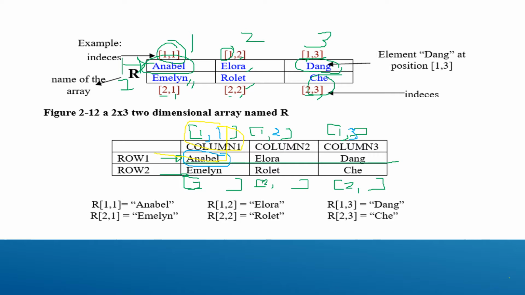Moving on, at row 2, first column, so 2, 1, we refer to element Emeline. Same row, but on the second column, 2, 2, we pertain to Roulette. And at the last column, at row 2, column 3, we pertain to Che. So, these are the values.